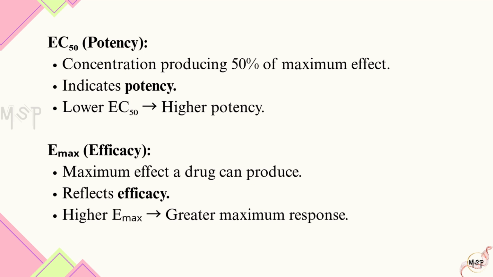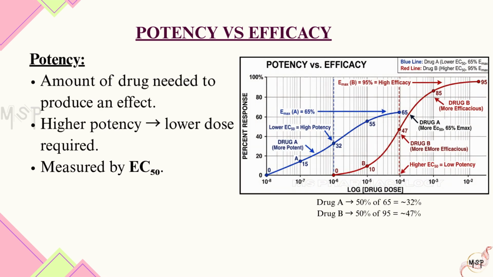Emax, the maximum effect a drug can produce. It tells us about efficacy. These two terms are commonly confused. Let's clear that up once and for all. Potency is about how much drug you need. A more potent drug achieves the same effect at a lower dose. It is measured by EC50.